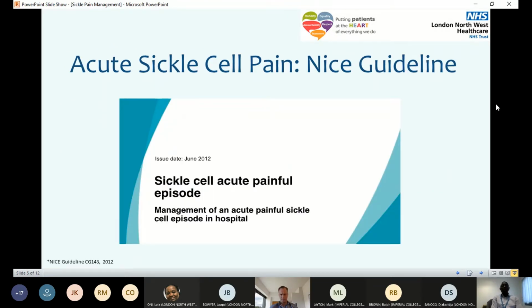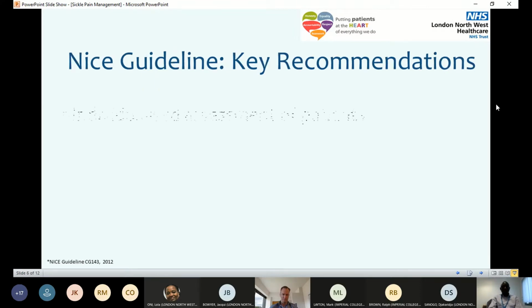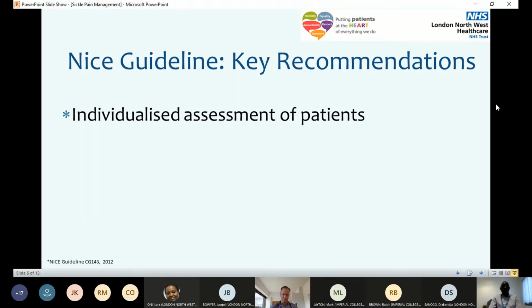But we actually do have, the only NICE guideline for sickle cell is to do with acute sickle cell pain. This was published in 2012, and it was reviewed, but it hasn't really changed that much. Some of the key recommendations are that patients should have individualized assessment of their pain, and in a lot of cases we try and do that by providing individual pain protocols for those who require them. If we follow the guideline, then we have to assess them properly, especially when they come through A&E and then end up on the wards as well.